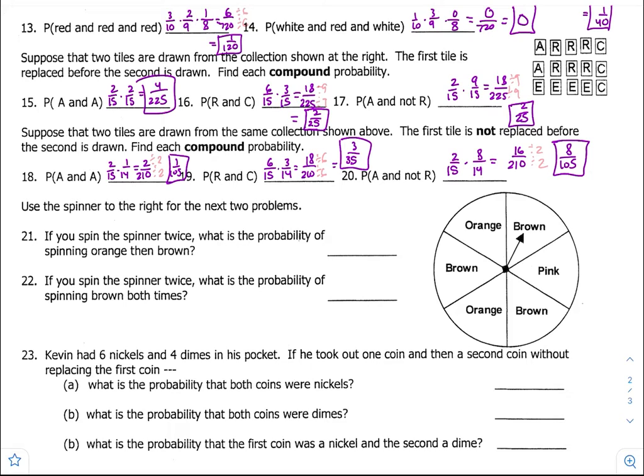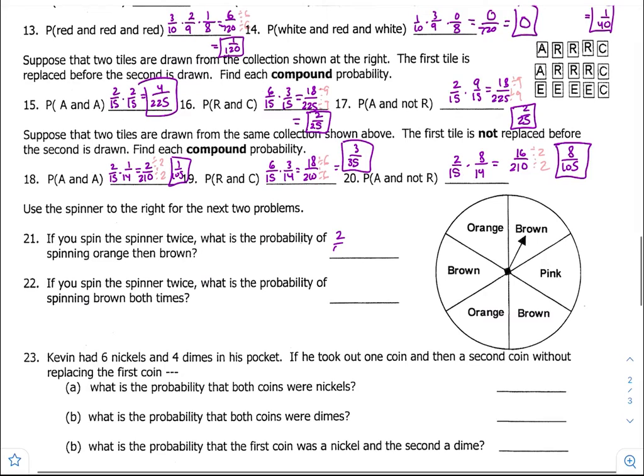21. You spin the spinner to the right for the next 2 problems. If you spin the spinner twice, what's the probability of spinning orange and then red? The probability of picking orange is 2 out of 6. Next, the probability of spinning a brown is 3 out of 6. For a grand total of 6 out of 36, and divide top and bottom by 6 to get 1/6 chance of spinning an orange and then a red. Or no, sorry, and then brown.